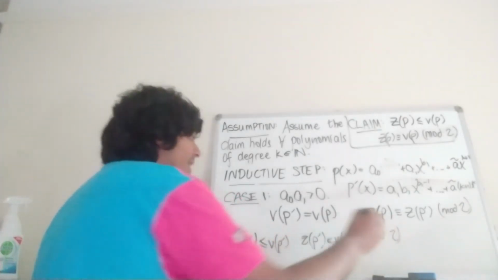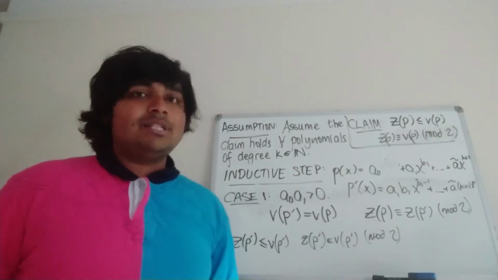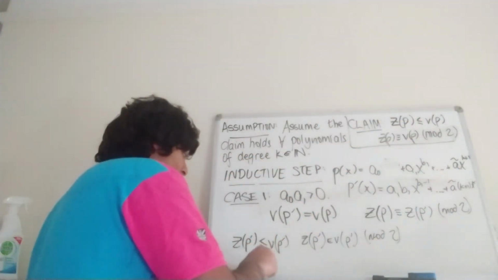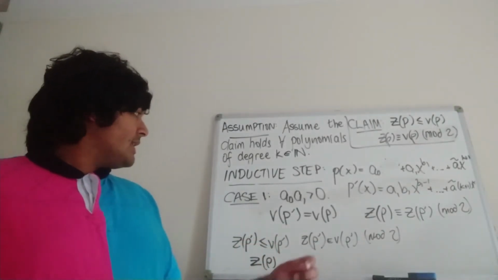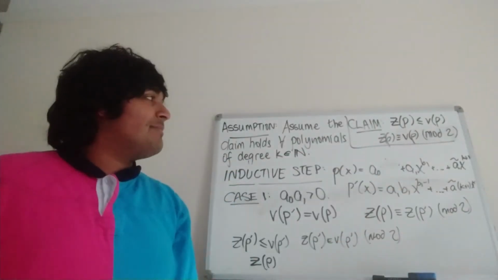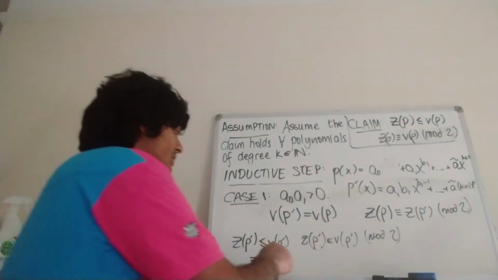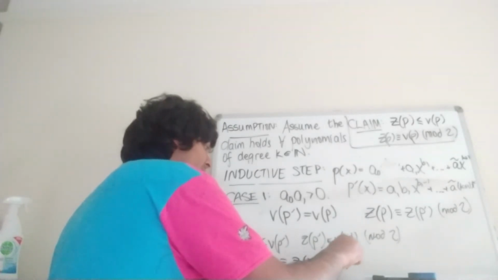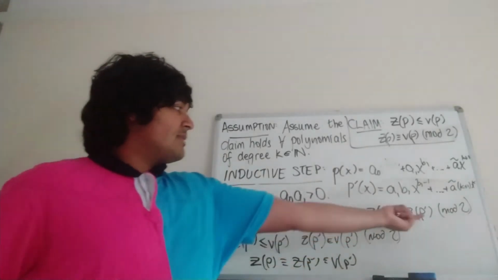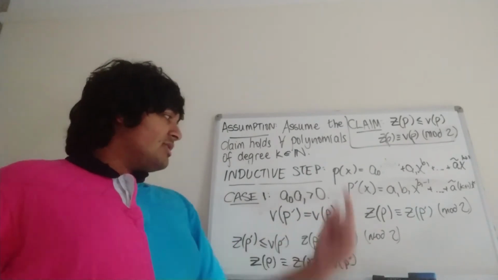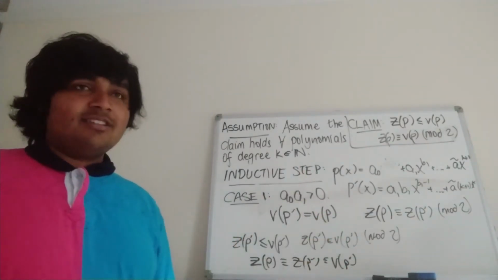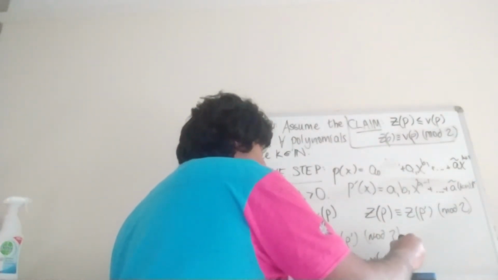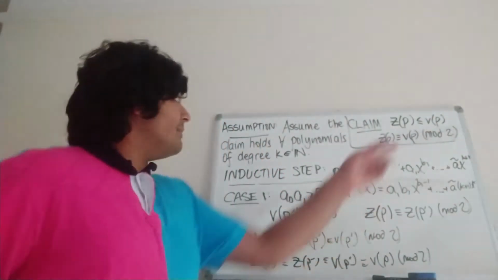We can combine all these together to prove what we want: that z of p is less than or equal to v of p. Well, firstly let's prove this guy here, z of p is congruent to v of p. Well, z of p is congruent to z of p prime, and that's congruent to v of p prime because of this guy here. So z of p is congruent to z of p prime, z of p prime is congruent to v of p prime, and v of p prime is just v of p. So of course they're congruent to one another, and we get this guy here. So that proves this second bit here.